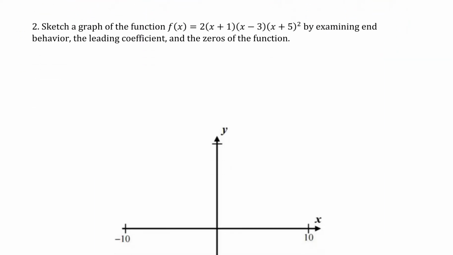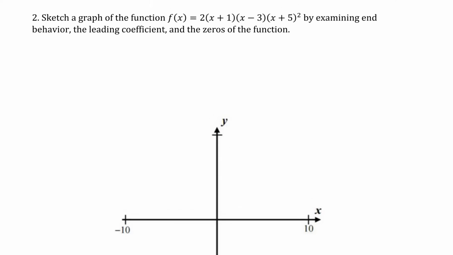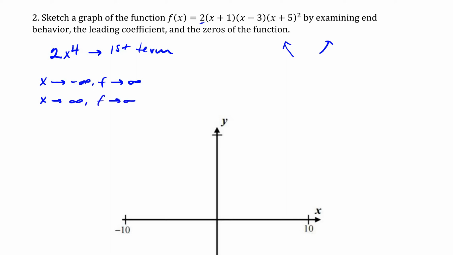Let's take a look at number 2. It asks us to determine the end behavior, the leading coefficient, and the zeros of the function. I know that the leading coefficient is 2. And I have x, and x squared, so that would be x to the fourth. This would be the first term, which tells me my end behavior is as x approaches negative infinity, the function f approaches positive infinity, because I know that this is going to end like this. As x approaches positive infinity, the function is also going to approach positive infinity.